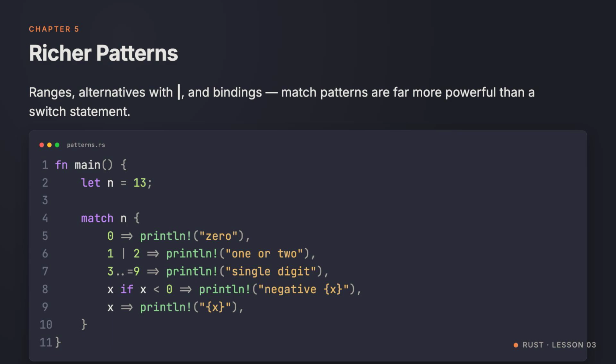In the example you're seeing, we start with a 0 case, then a combined 1 or 2 pattern, then a range for single digits, then a guard catching negative numbers, and finally a binding pattern that catches everything else. Each arm tells a story about a particular shape of input, and the sum of them describes every possible path through the data. Later in the series, we'll see match unlock its full potential when paired with enums like Option and Result. For now, just internalize this. Match isn't a switch statement. It's a complete, compiler-verified way to describe every path your program can take.